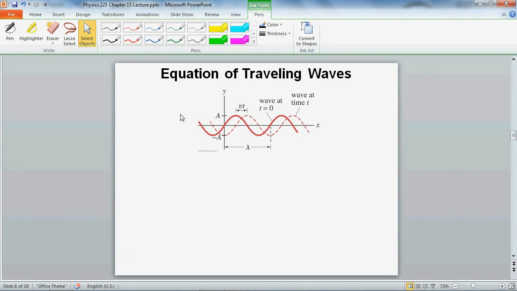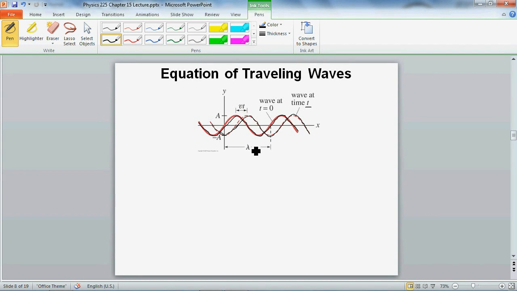and the thick red line is at t equals 0. So this thick red line here, it's kind of hard for me to trace this, but hopefully you get the idea. And after a certain amount of time, t, then the wave has moved to this point with the dashed line. We need to know how to describe that.